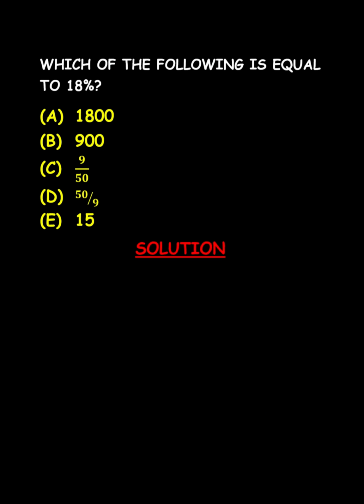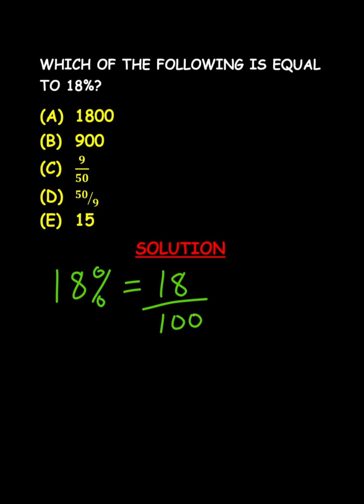Which of the following is equal to 18%? A. 1800. B. 900. C. 9 over 50. D. 50 over 9. E. 15. Solution. Let's write 18% in fraction, which equals 18 over 100.